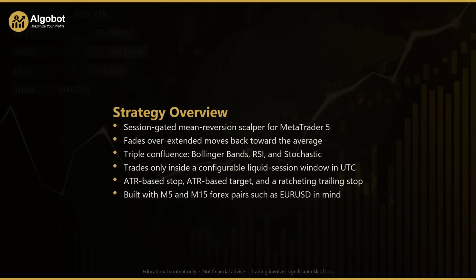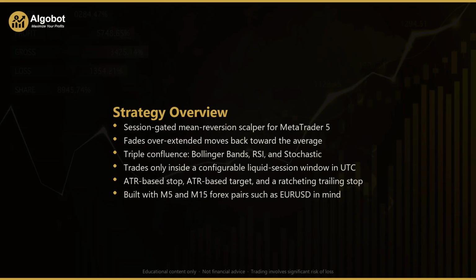Let's begin. So what does this expert advisor actually do? At its heart, the Bollinger Stoch Session Scalper is a mean reversion strategy. Mean reversion is the idea that on lower time frames, price often stretches too far, too fast, away from its recent average, and then tends to snap back toward that average. This approach aims to identify those stretched moments and position for the pullback toward the middle.